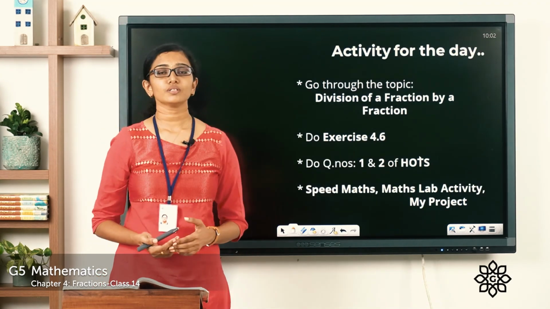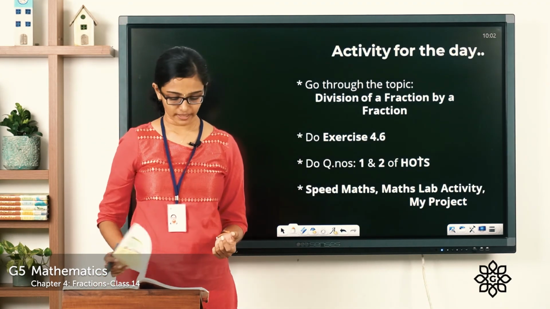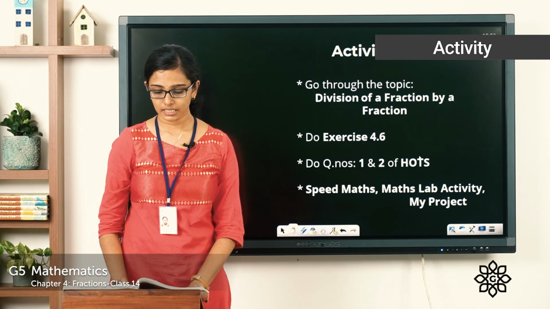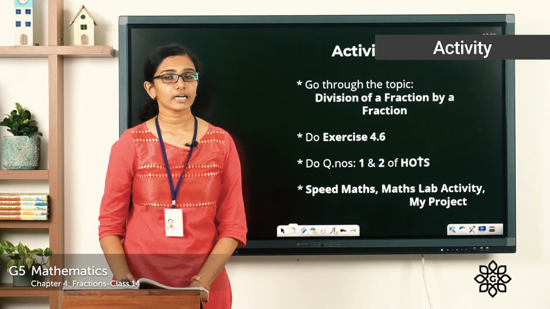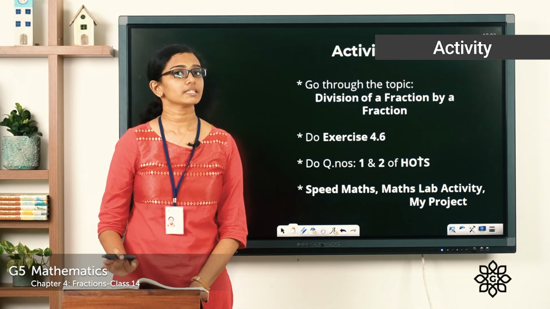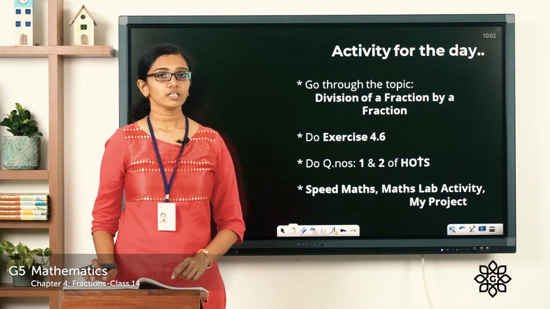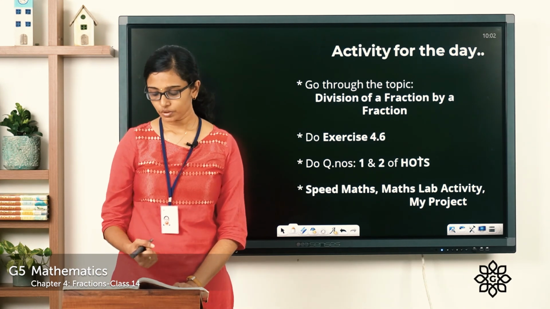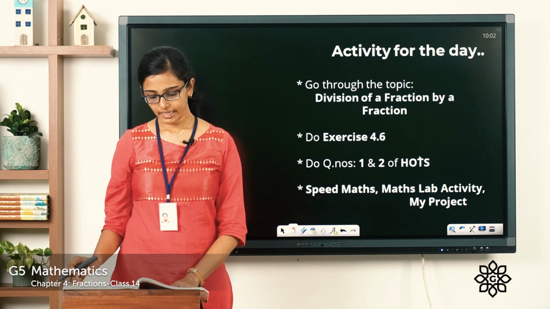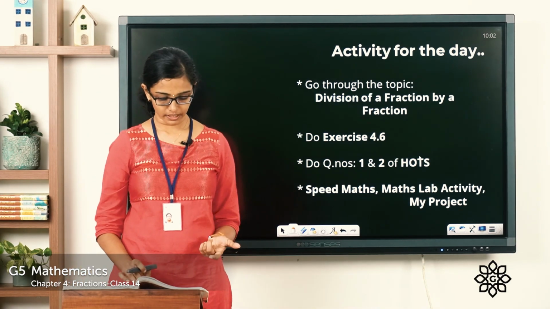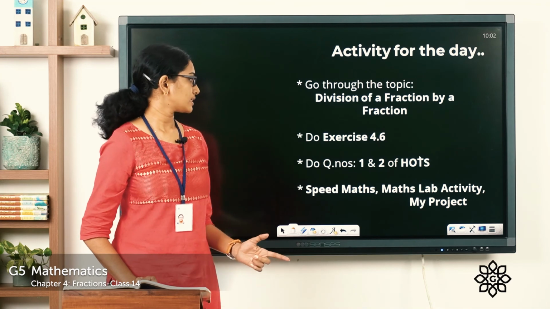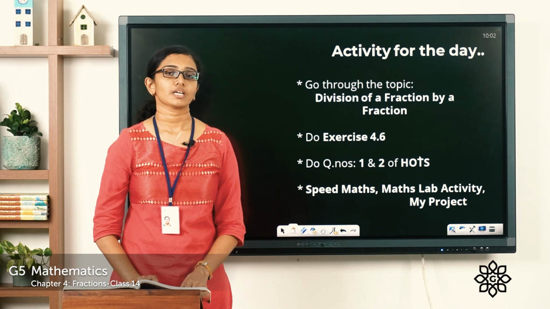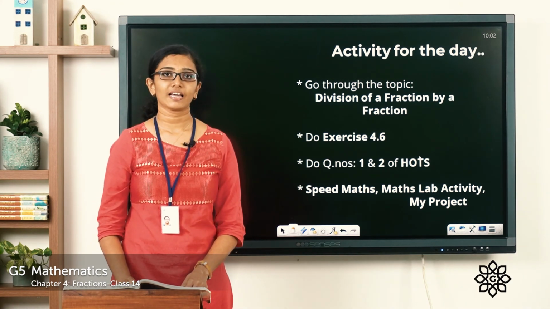Now we can go through the topic division of a fraction by a fraction in page number 72, and you have to complete the rest of the questions from exercise 4.6. You have already done a few questions in the previous classes, so complete the rest of the questions and then you have to do question number 1 and 2 of the exercise named HOTS, which is in page number 73. Again, in the next page 74 and 75, you can see these activities: speed maths, maths lab activity and my project. Please go through these questions as well and do accordingly.